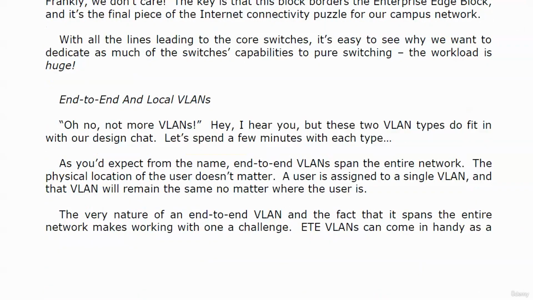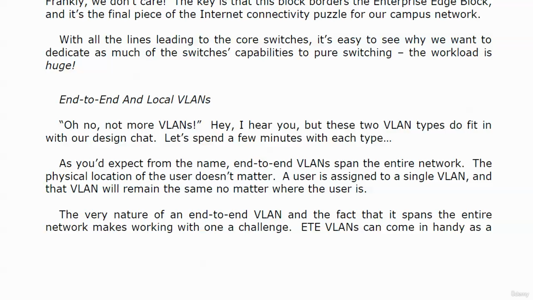Just a quick word here about end-to-end and local VLANs. And you think, I thought we were done with VLANs. I hear you. I know what you mean. But these two VLAN types fit in with our design chat, so I just want to take a minute or two here to talk about each type. Now, as we'd expect from the name, end-to-end VLANs, what do they do? They span the entire network. The physical location of the user doesn't matter. A user is assigned to a single VLAN, and that VLAN remains the same no matter where the user is.